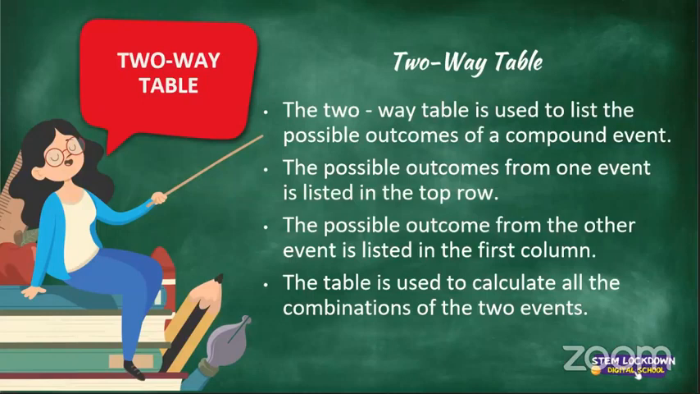The two-way table is used to list the possible outcomes of a compound event. So a compound event is just more than one happening at the same time. The possible outcomes from one event are listed in the top row, like we had coin number 1, and then the possible outcomes of the other event are listed in the first column, that's down. That would be coin number 2. And then the table is used to calculate all the combinations of the 2 events, like we said with head, head, head, tail, tail, head, and tail, tail.